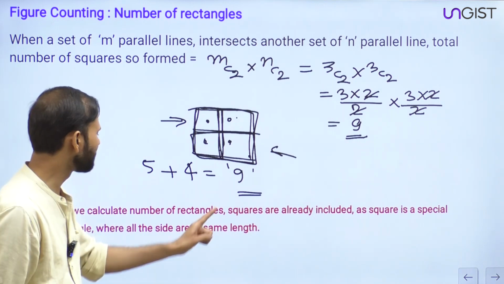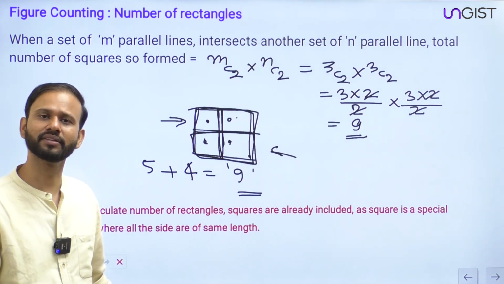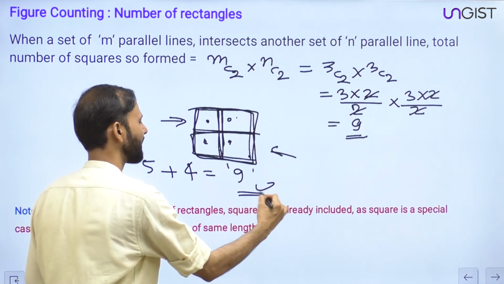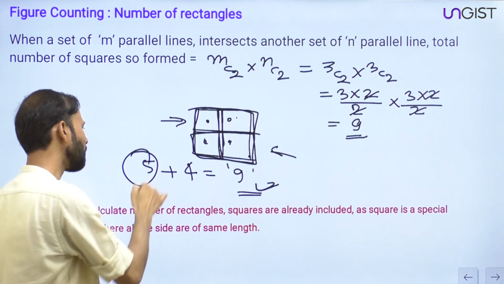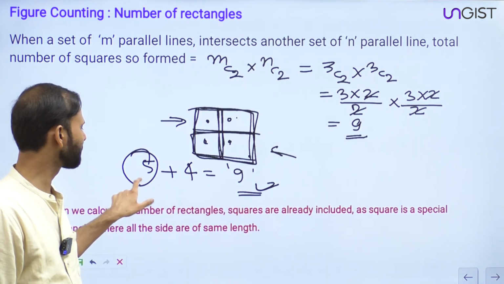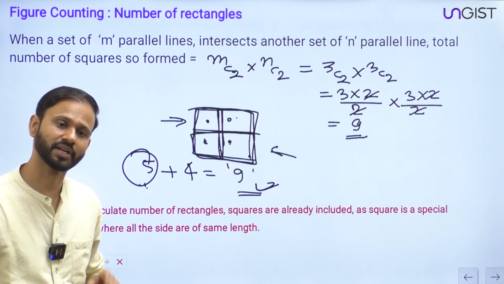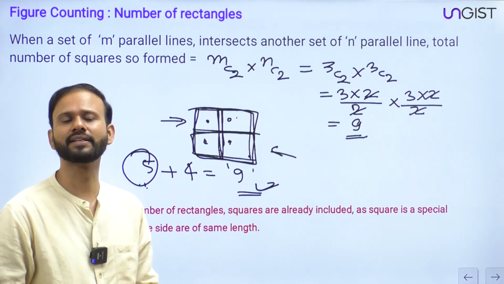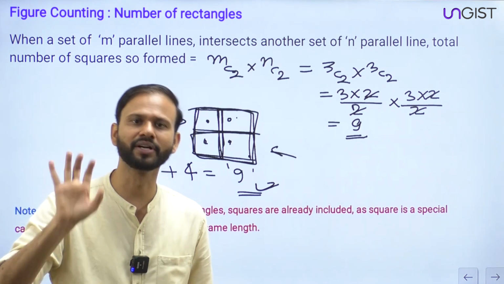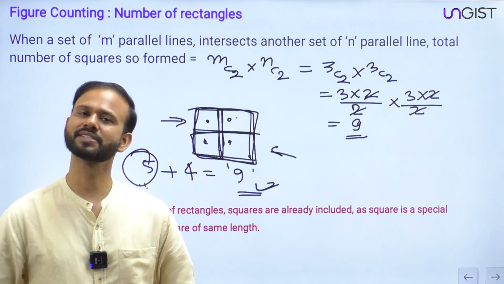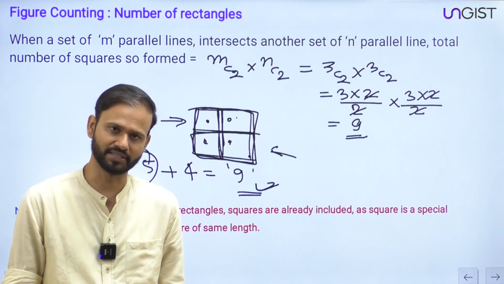And that's why this note says, when we calculate the number of rectangles, the squares are already counted, right? So in this 9 we have already considered this 5. Clear? Everybody okay? So when we calculate the number of rectangles, squares will be already included in it. And why? Because the square is a special case of rectangle. That's it, nothing else.